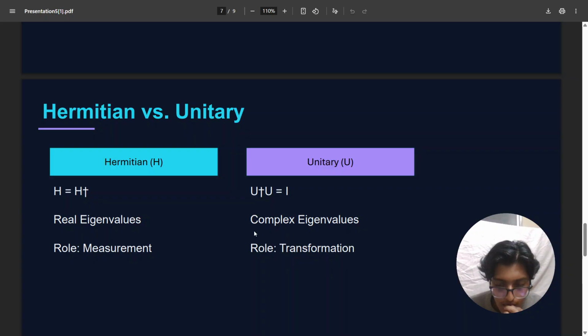Hermitian matrices are the observers. They stop the computation to check the result. They collapse the state and give us a real number. A quantum algorithm is simply a sandwich. We prepare a state, apply unitary matrices to change it, and apply a Hermitian matrix to read it.